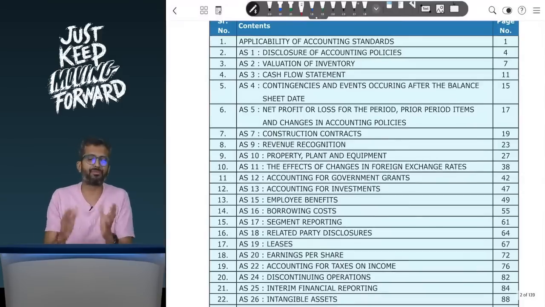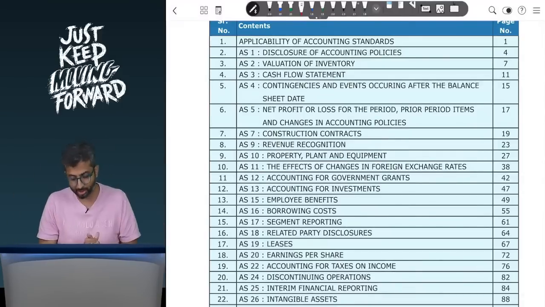you are having a fair bit of clarity with all the accounting standards with this session.